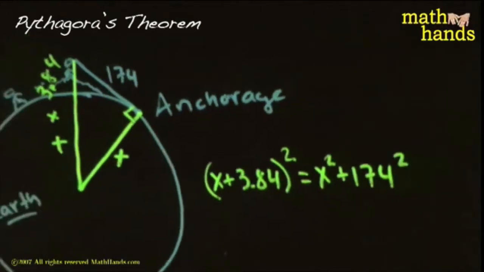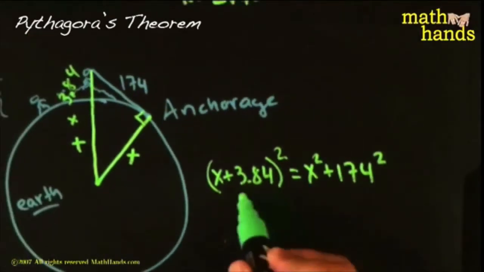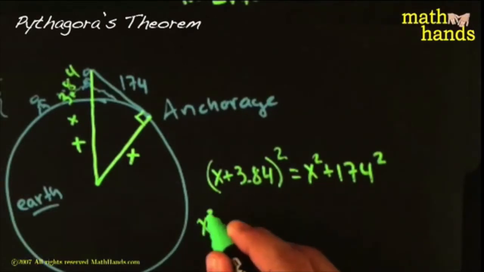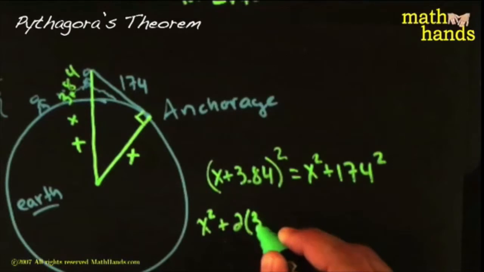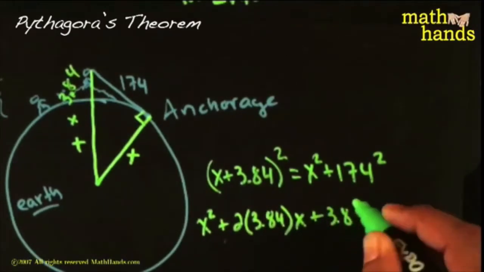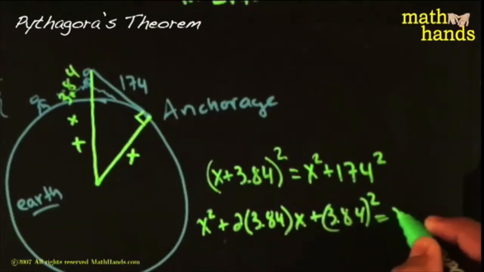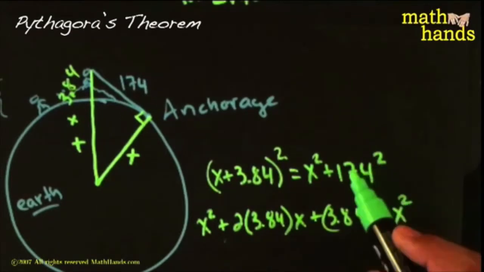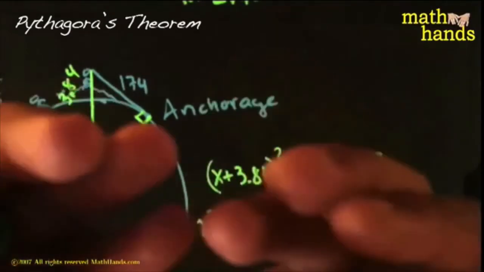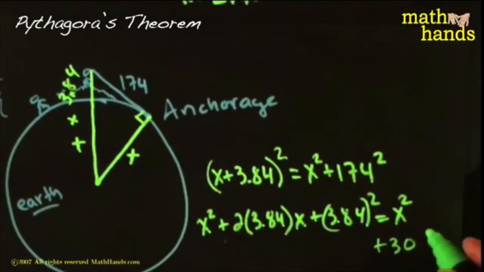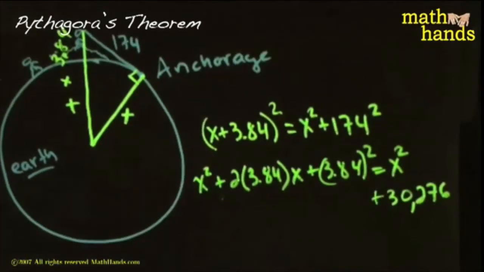Let me zoom out just a little bit so you can see the whole picture. Then you could FOIL this, and all you have is an equation that we can solve. I'll square this: x squared plus 2 times 3.84 x plus 3.84 squared, and that's equal to x squared plus 174 squared. Let me do that real quickly in my MathHands brains. 174 squared would be 30,276, I think.